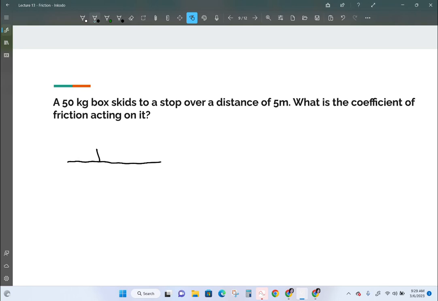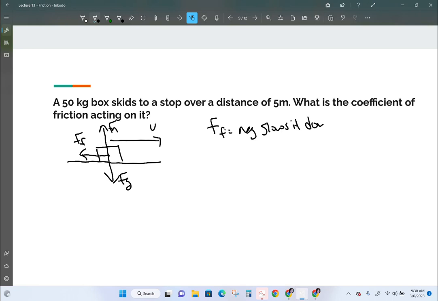If it's skidding to a stop, first of all, we know that it has weight and we know that it has normal force. It's moving in this direction and it's going to come to a stop, so the only force acting on it has to be friction, and it's acting in a negative direction. The friction force is in a negative direction, slows it down.